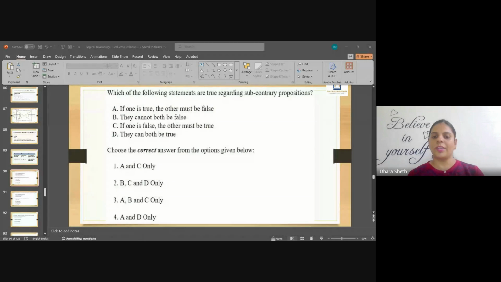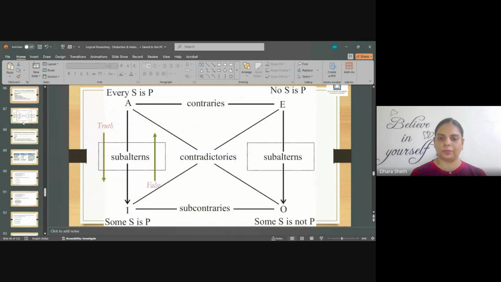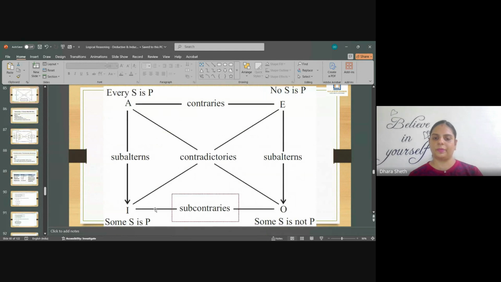Okay. So see, we are talking about subcontraries here. Some S is P, some S is not P. Both can be true, but both cannot be false. If one is false, then the other has to be true. Okay, that is the relationship.